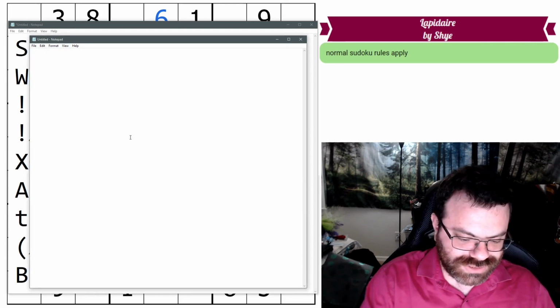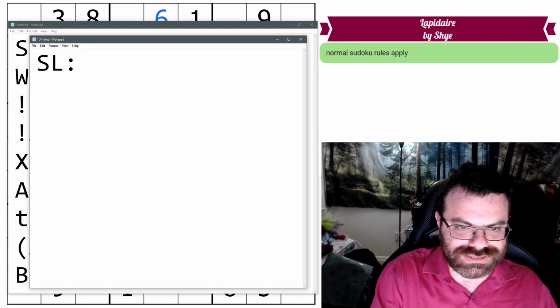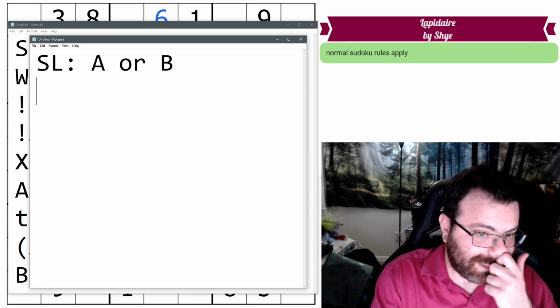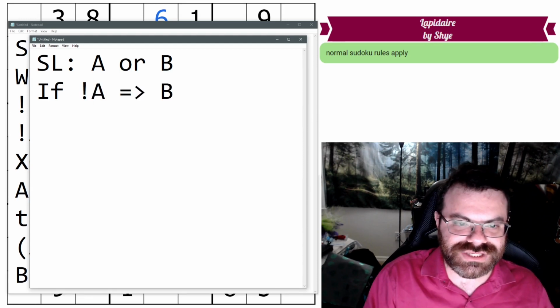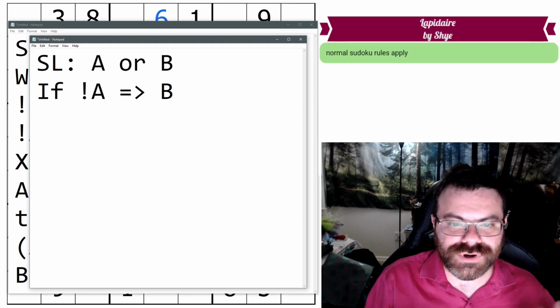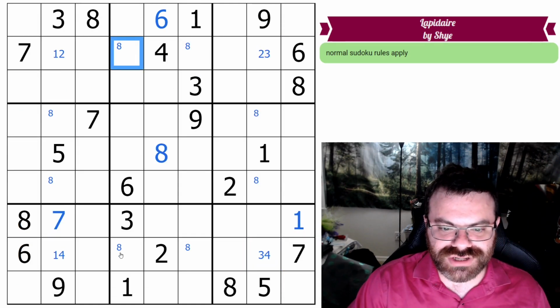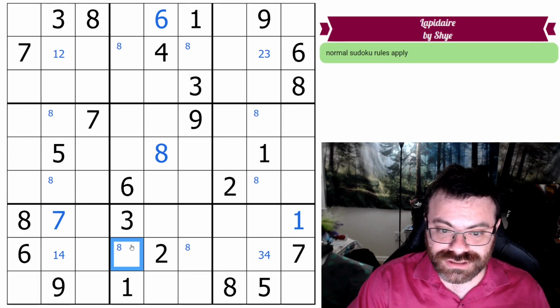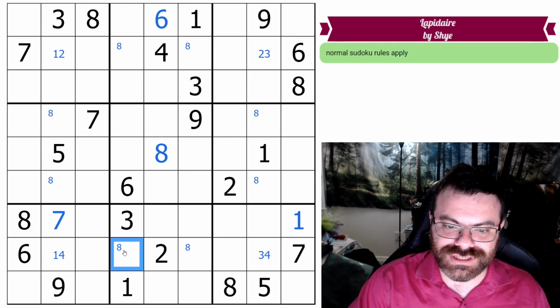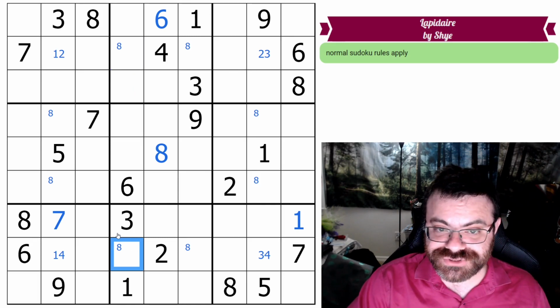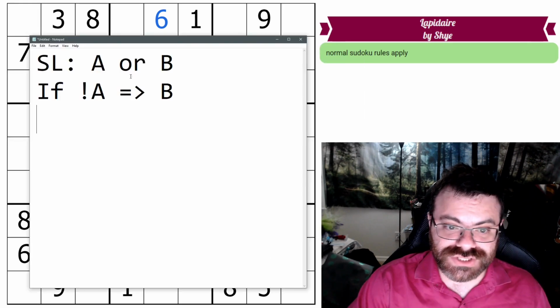Okay. So a strong link is A or B. You could also say, if not A, that implies that B is true. To put that in more human terms, let's think about the strong link between these 8s. If this is not an 8, where does 8 go in this column? Only here. That's proven by the strong link, because A or B is true. One of these has to be true. So if this one's not true, then this one is true. A strong link can be seen as, if not A, then B.